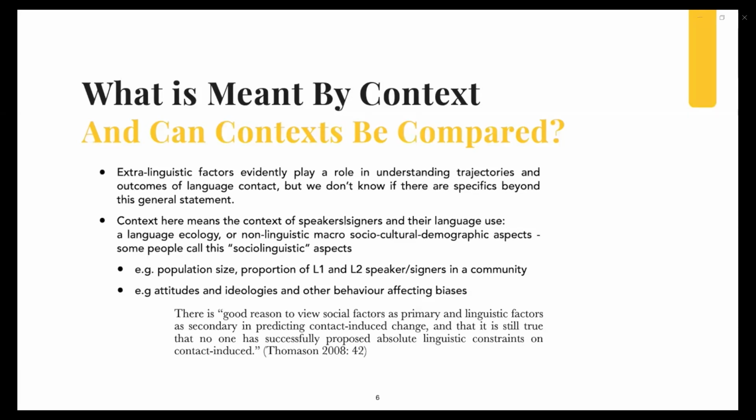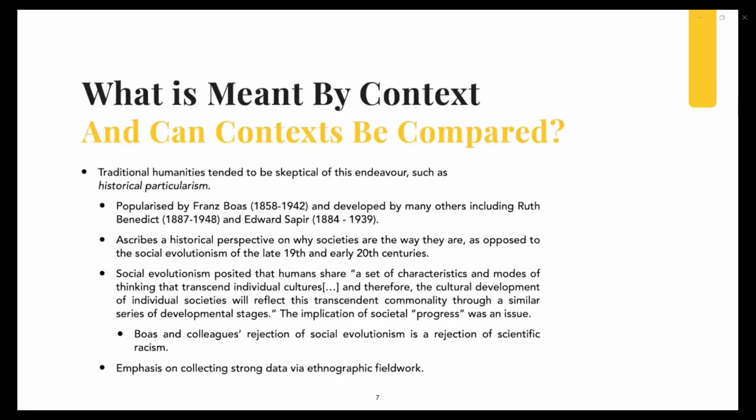And there's a quote by Sarah Thomason, which I thought was quite a strong statement, but I think it's kind of a good point, actually: that there's good reason to view social factors as primary and linguistic factors as secondary in predicting contact-induced change, and that this is still true, that no one has successfully proposed absolute linguistic constraints on contact-induced change. So can different non-linguistic factors or contexts or language ecologies actually be compared across time and space? Traditional humanities tends to be skeptical of this endeavour, such as the people with the theoretical orientation of historical particularism. And this is a perspective popularised by Franz Boas, an anthropologist, but of course also a linguist.